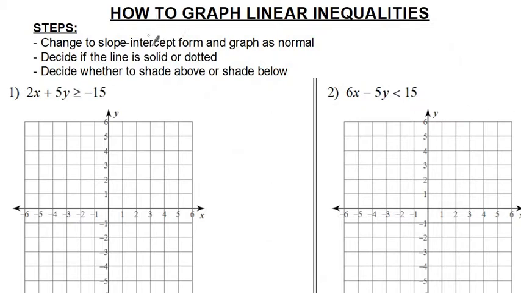So see if you can pause the video and try and do those three things. First of all, change it to slope-intercept form and graph it, because we've done that before. And then decide if you want to have a solid or dotted line and shade above or shade below.